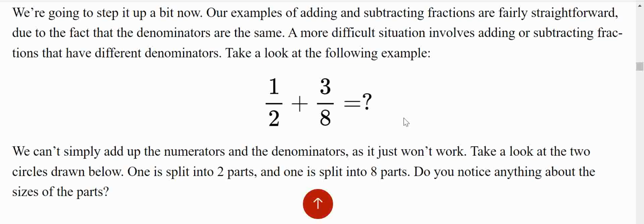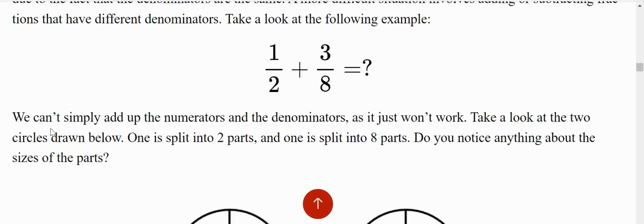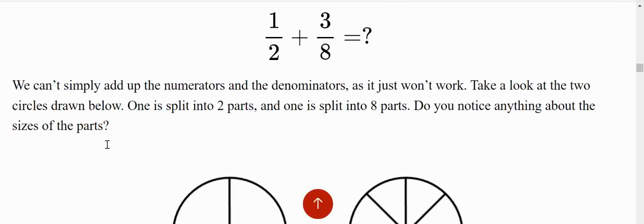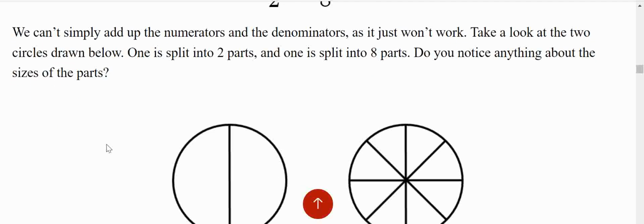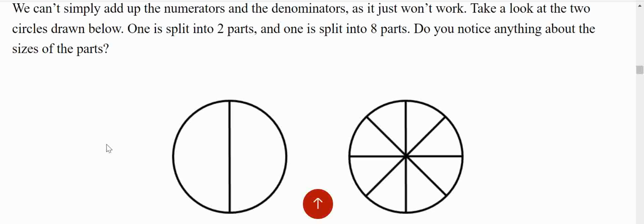1/2 plus 3/8 is, we can't simply add up the numerators and the denominators as it just won't work. Take a look at the two circles drawn below. One is split into 2 parts, and one is split into 8 parts. Do you notice anything about the size of the parts?